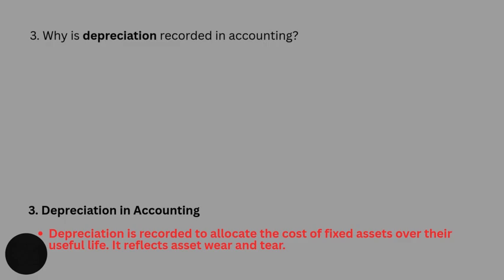Now, let's dive into the topic of depreciation in accounting. Why is depreciation recorded in accounting? Depreciation is crucial because it helps us allocate the cost of fixed assets over their useful life. Think of it as a way to spread out the expense associated with an asset, like a piece of machinery or a building, over the time we expect to use it.